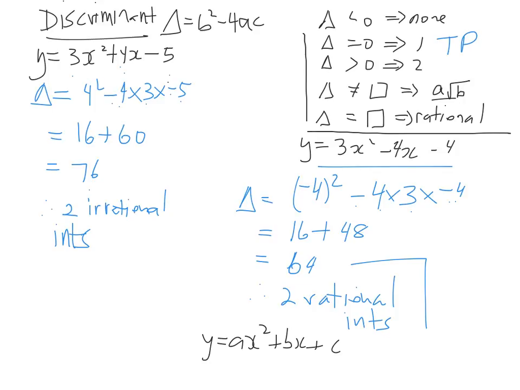So, depending on the value of the discriminant, b squared minus 4ac, when we evaluate it using these numbers, if it's less than 0, we have no intercepts. Equal to 0, we have one intercept. More than 0, we have two. So negative, none; 0, 1; positive, 2. And then depending on the type, if it's not a square number, it's a surd. If it is a square number, then it's rational.